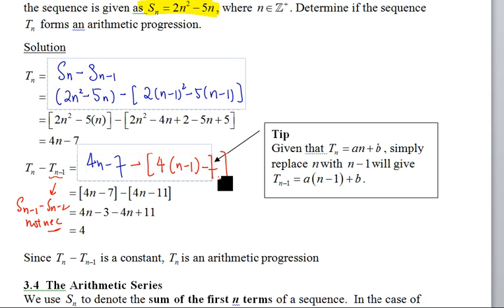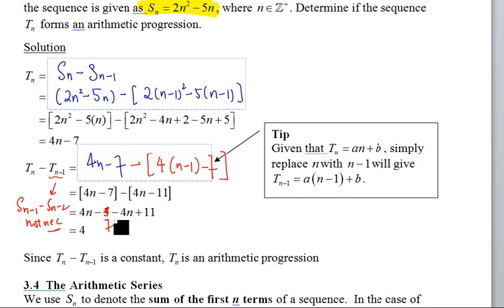Follow what I'm saying? Follow or don't follow? Huh? Second last step. Oh, yeah, yeah. Minus seven. Yeah. Correct, sorry. Yeah, 4n minus 7. Thanks, you're good.